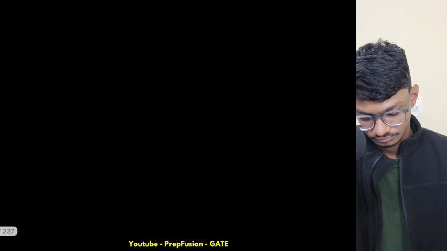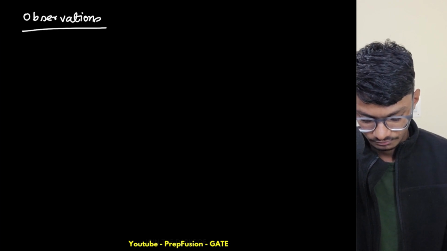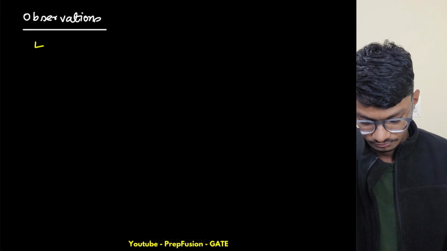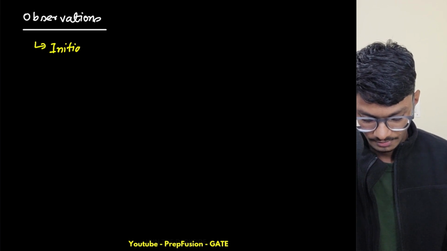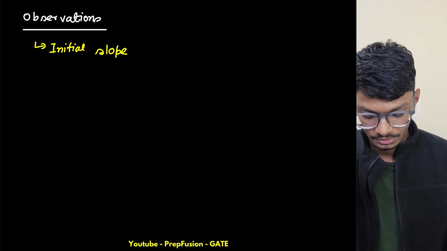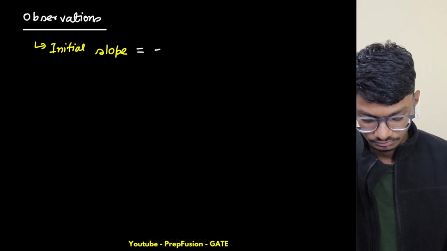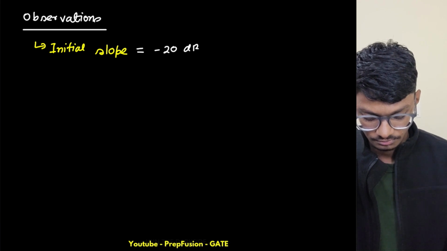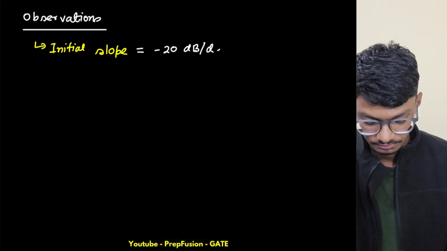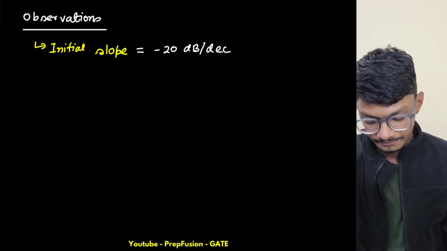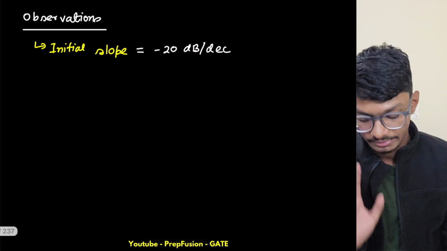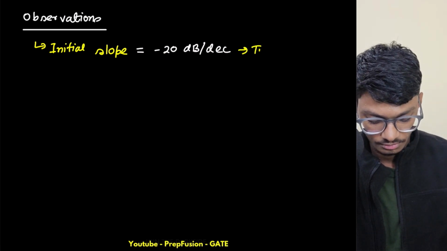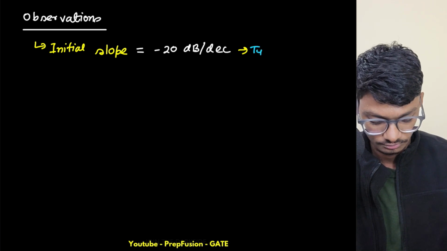So, first, observations from the Bode plot. Initial slope equals minus 20 dB per decade. Okay, initial slope equals minus 20 dB per decade. So this is first order, so the type will be 1, a type 1 system. One pole at the origin.